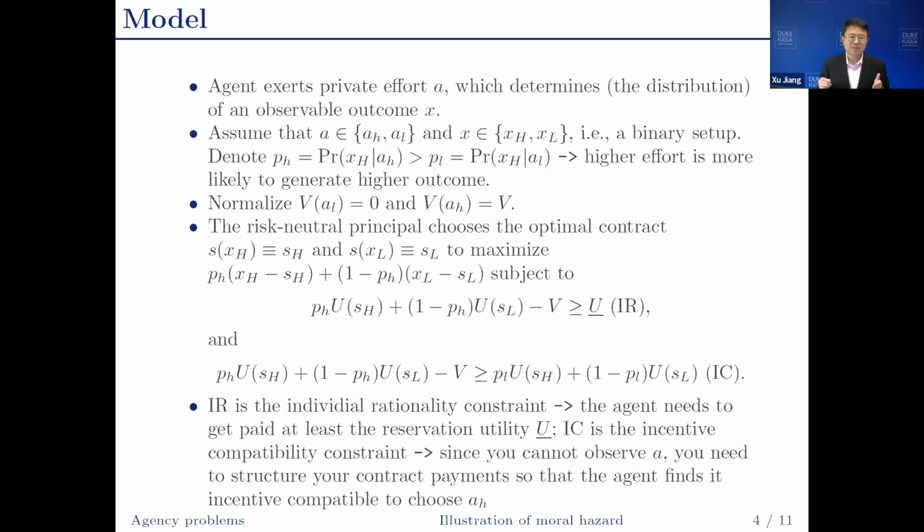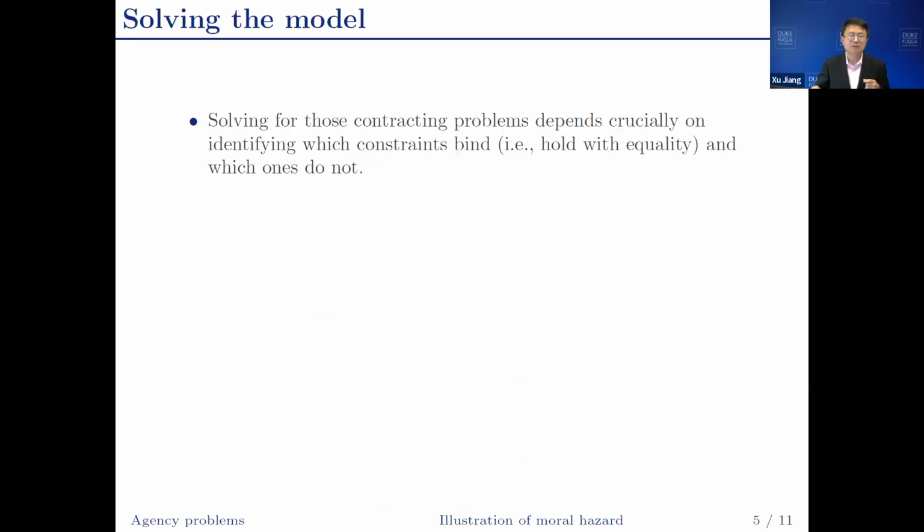If you look at the left-hand side of IR and IC, they are the same. They represent the expected utility of the agent conditional on exerting high effort. The right-hand side of the IC constraint represents the expected utility of the agent when the agent is exerting low effort. So you can see here, on the right-hand side, there is no minus V, because the cost of exerting low effort is normalized to 0. And also, the probability that the agent is getting paid SH and SL is different, because the agent is exerting low effort in this case.